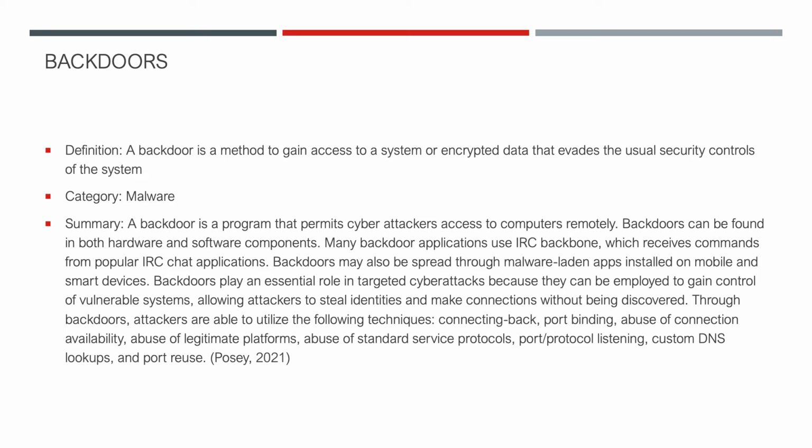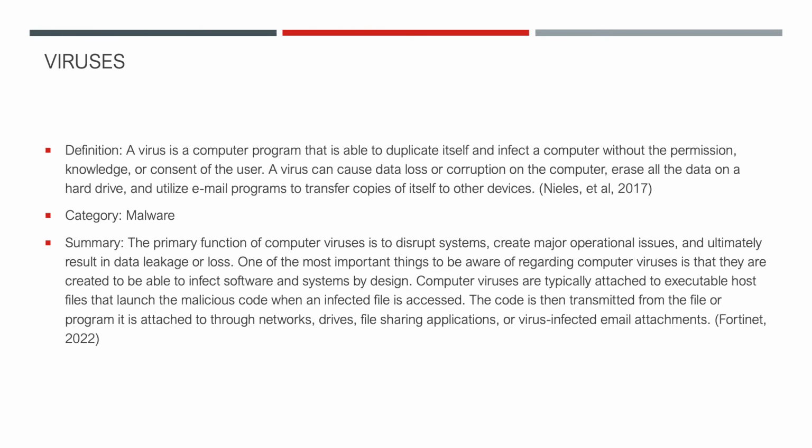Backdoors can also be spread through malware-laden apps installed on mobile and smart devices. Backdoors play an essential role in targeted cyber attacks because they can be employed to gain control of vulnerable systems, allowing attackers to steal identities and make connections without being discovered. They're also installed during cyber attacks to allow persistence in a system, allowing an attacker to leave the system and then come back in through that backdoor whenever they need to come back in.